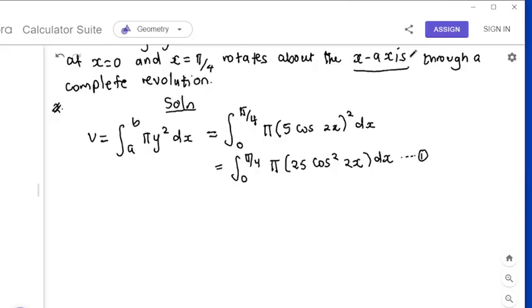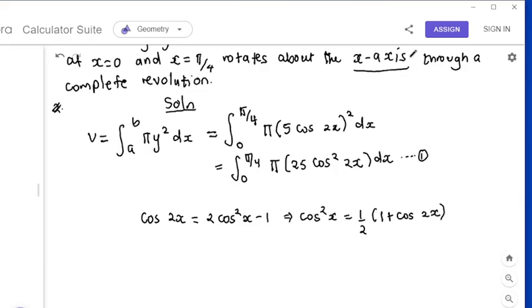But now, from trigonometry, we know that cos 2x is equal to 2 cos squared x minus 1, which means that if we make cos squared x the subject, we're going to get cos squared x is equal to a half into 1 plus cos 2x.